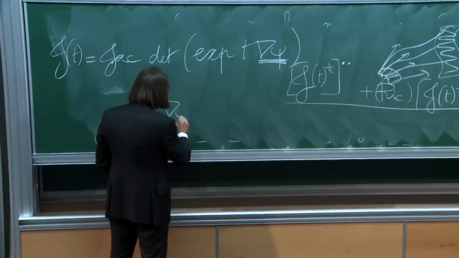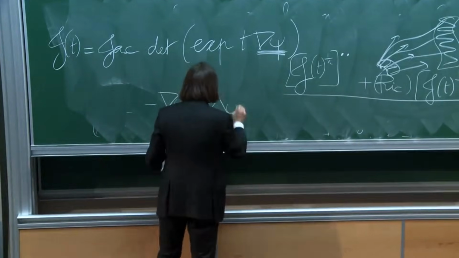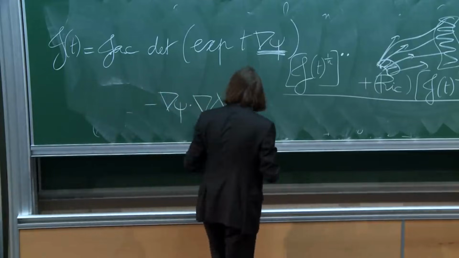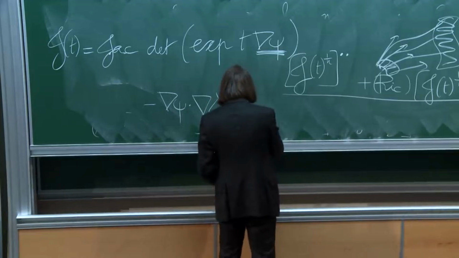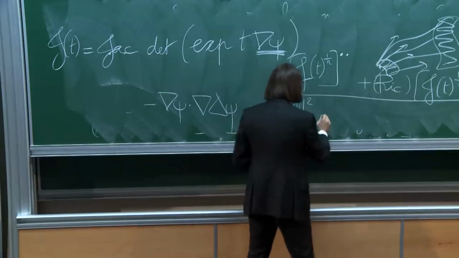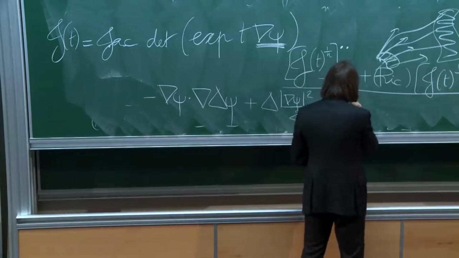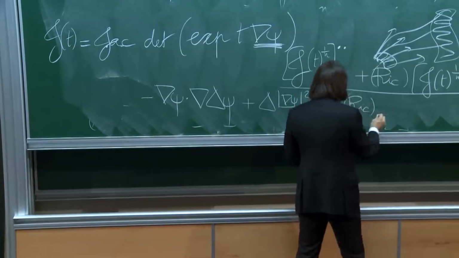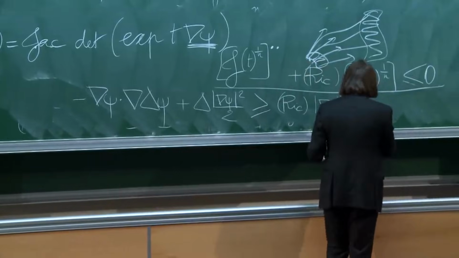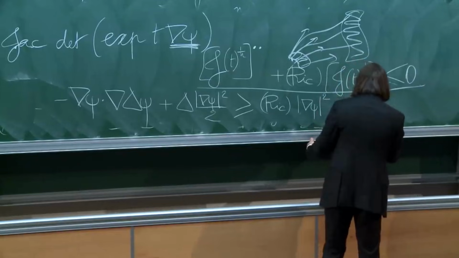If you discuss with geometers, they will tell you the Bochner formula. People in geometric analysis say, how do we detect Ricci? It's always in this way, by comparing minus grad psi, grad Laplace psi, plus Laplace of grad psi square over 2, and looking at what it is, and this will be bounded below by Ricci times grad psi square plus Laplace psi square divided by n, the dimension.